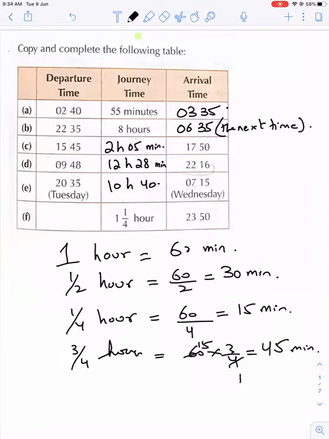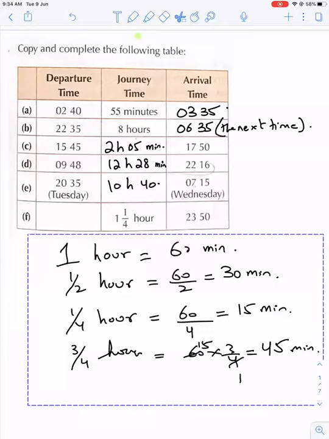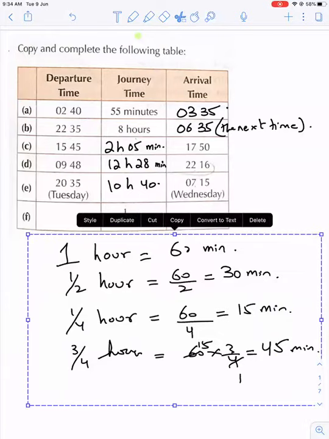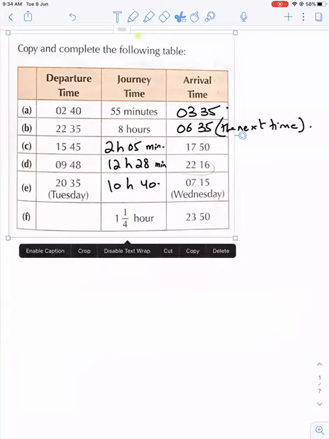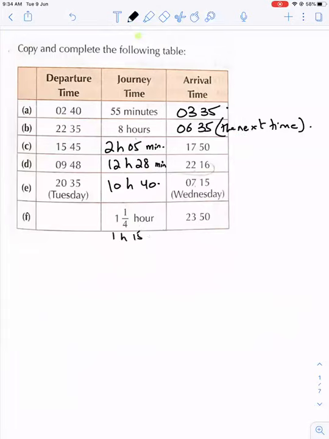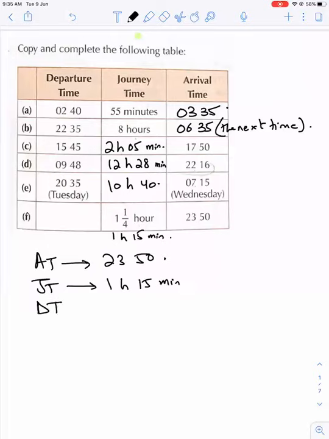You need to learn that 1/4 of an hour is 15 minutes always, and 3/4 of an hour is 45 minutes. When the question says that the journey time takes 1 and 1/4 hours, that means the journey time is 1 hour and 15 minutes. So we're supposed to solve it. Arrival time is given in the question, which is 23:50. Journey time is given, which is 1 hour and 15 minutes. And you're supposed to find out the departure time.